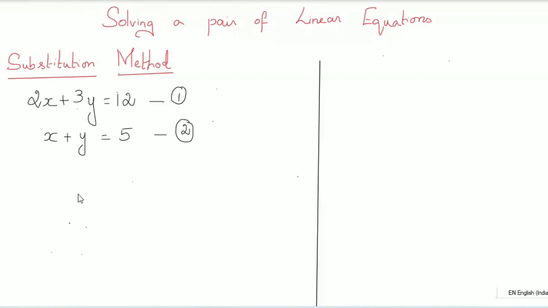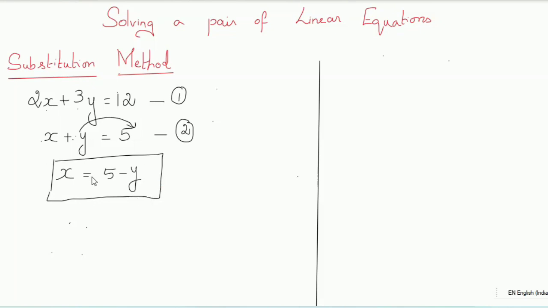You can choose any variable. You can express x in terms of y or y in terms of x. It is easy to express the second equation since the coefficient of x and y is 1. So I'm going to choose the second equation and I'm going to express x in terms of y. So what I'm going to do, keep x on one side, transpose y to the other side. So already 5 is there, write it. And plus y transposed to the other side becomes minus y. So what I did now, I express one variable in terms of other variable. That is your first step.